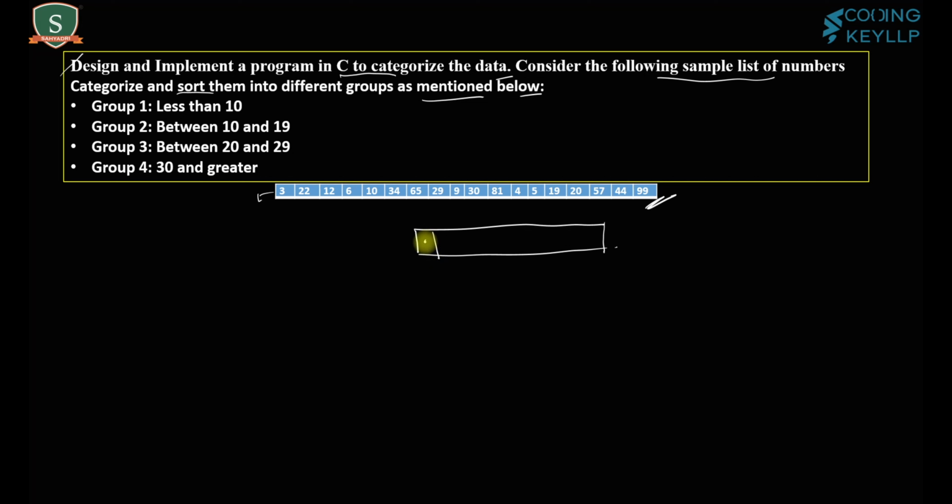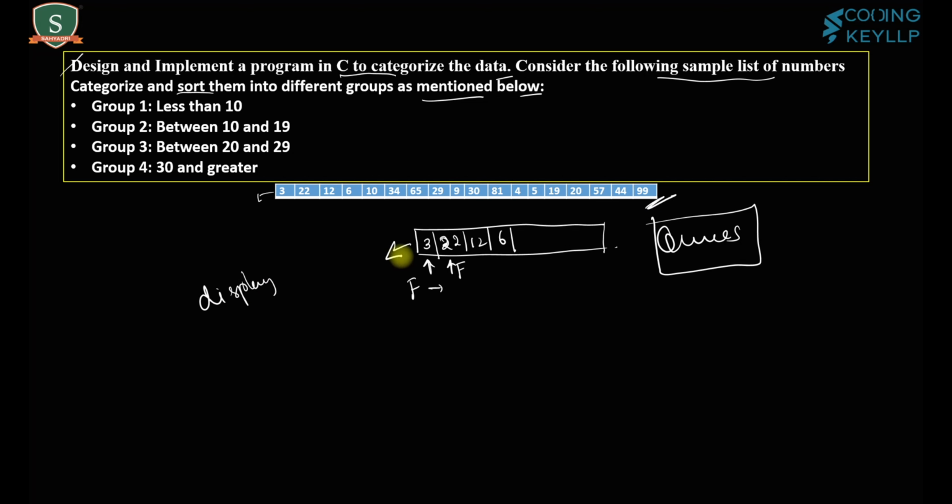In the form of queue means 3 will be inserted the same way. 22, 12, 6. If I want to dequeue, which element will be removed? The element that is there in the front, and increment the front value to here. Now, what you have to do is, while adding the elements into the array, follow queues. And when you are displaying or printing, you categorize these elements into 3 or 4 categories.